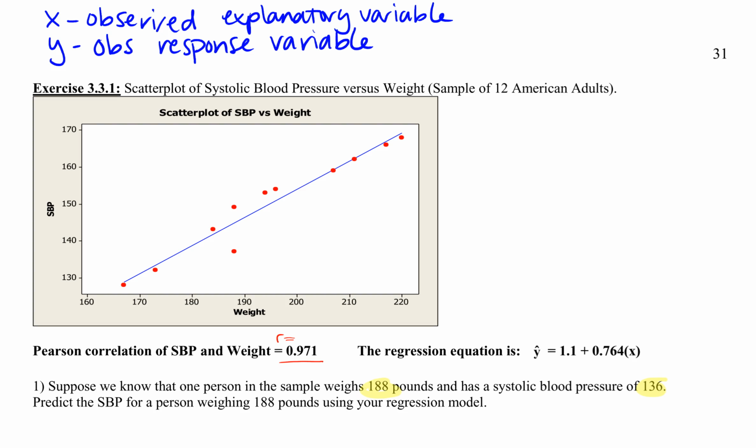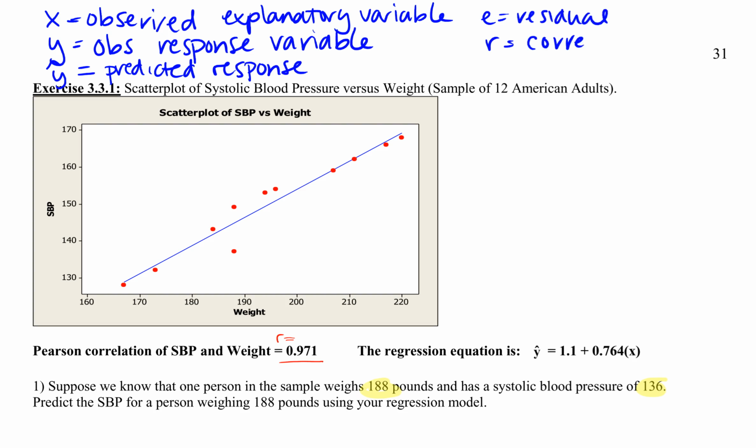Normally these things are calculated. We have our y hat, which is the predicted response. We have our e, which is our residual. We have our r, which is our correlation coefficient. And eventually we'll have one more thing, which is an r squared, and we'll get to that in a bit. But for now, this is pretty much it.